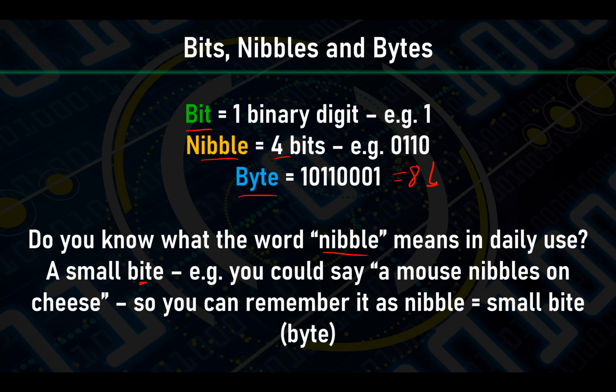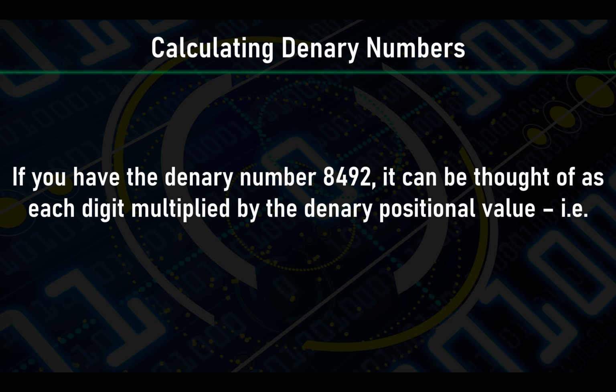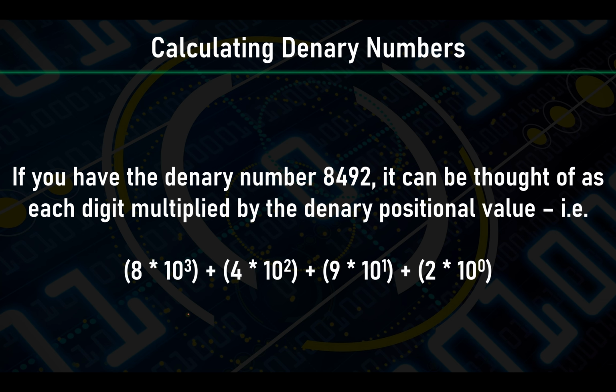And I suppose here we should say a byte is going to be 8 bits again, or 2 nibbles. So let's look at how to calculate Denary numbers. If we have 8,492, we ask what each digit is. It can be thought of as each digit multiplied by the Denary positional value. So in this case, 8 times 10 to the power of 3, that's 1,000. So 8 multiplied by 1,000 is 8,000.